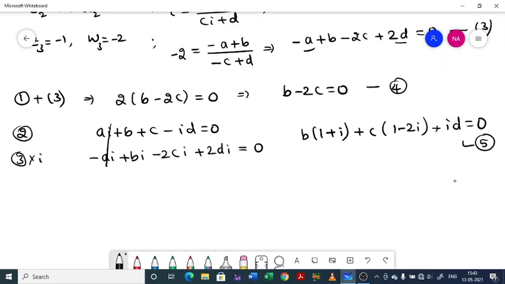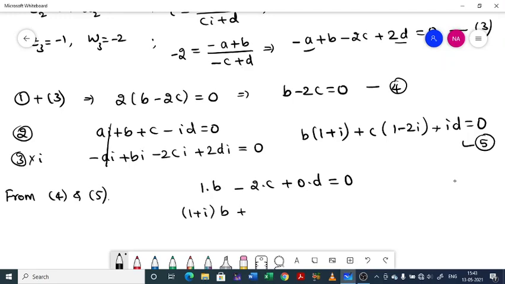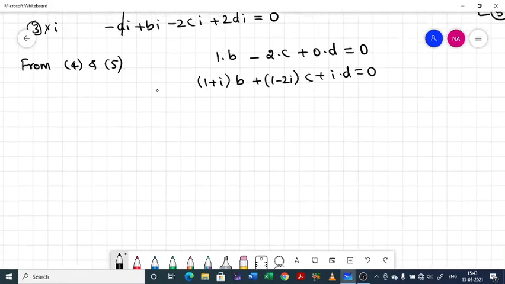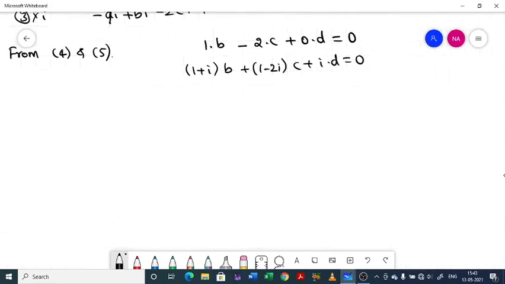Now from equation 4 and 5, we have 1 into B minus 2 into C plus 0 into D equal to 0, 1 plus I into B plus of 1 minus 2I into C plus I into D equal to 0. Okay. Now applying cross multiplication rule.